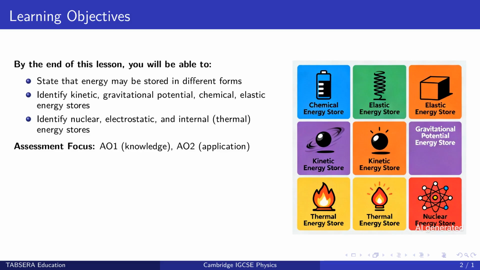By the end of this lesson, you will be able to, first, state that energy may be stored in different forms. This is fundamental to understanding energy conservation. Second, identify kinetic, gravitational potential, chemical, and elastic energy stores. These are the most common forms you'll encounter. Third, identify nuclear, electrostatic, and internal thermal energy stores. These complete the full range of energy storage types.